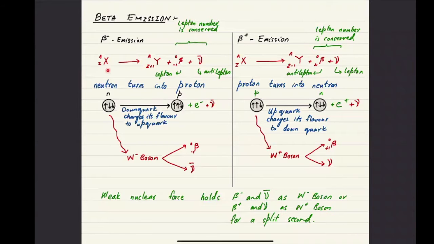But we already know that there are two types of beta emissions. One is beta minus and beta plus emissions. Beta minus is an electron, and beta plus is a positron. An electron emits out of the nucleus when a neutron splits up into a proton and an electron.